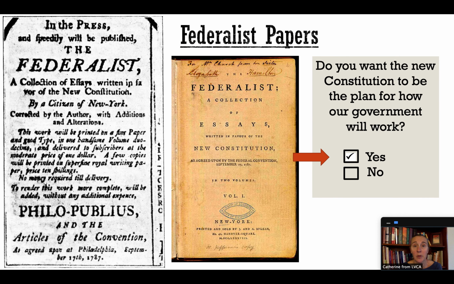The Federalist Papers was a set of articles or essays, things you could read in a newspaper, or sometimes they put them together in a small book. The people who wrote them were writing down all the reasons why they thought people should vote yes. The Constitution is a good plan. The writers wanted to convince people in all 13 states to vote yes on the Constitution.